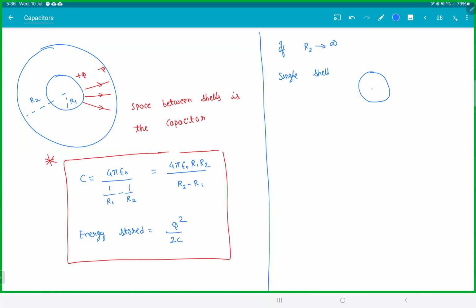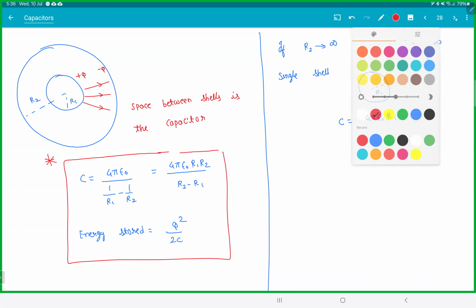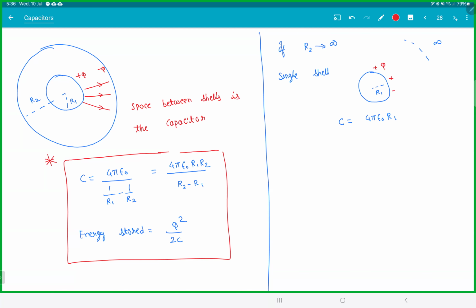Means we got a single shell, R1, and the second shell is at infinity. So you're treating infinity as a second shell. And for this, the capacitance would be 4 pi epsilon R1. And you can see something interesting here: if this has a charge plus Q, the energy stored is Q square by 2C, which is Q square by 2 times 4 pi epsilon R, and that is nothing but KQ square by 2R, the self energy.